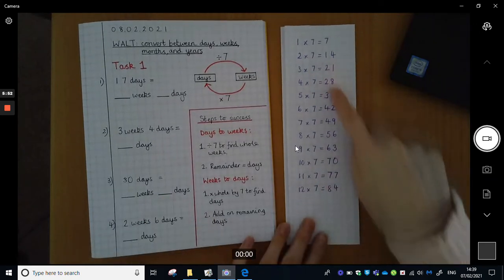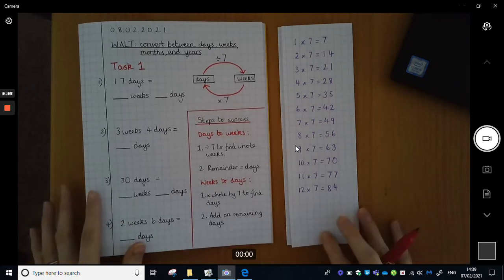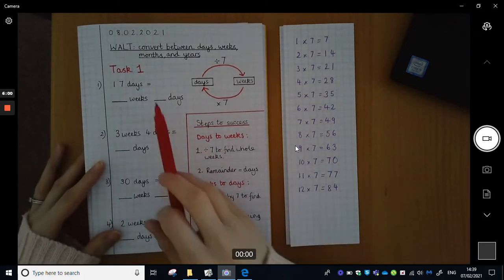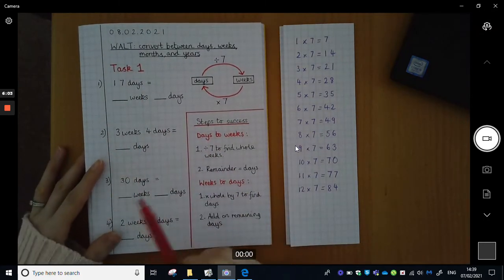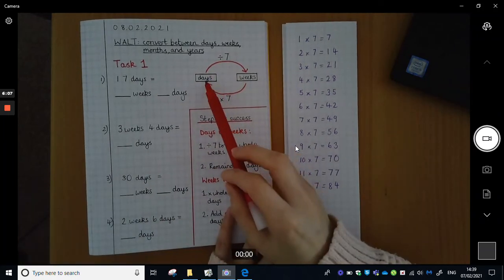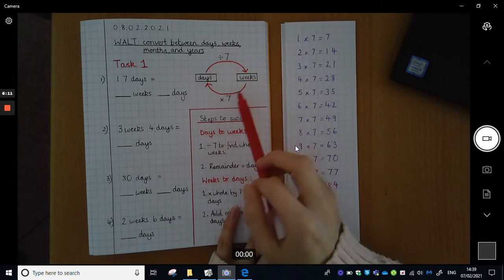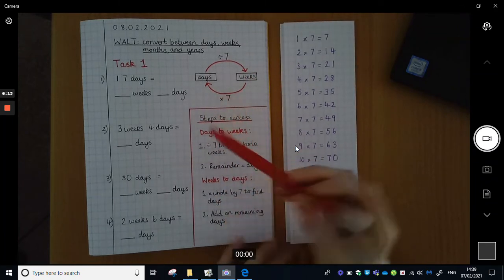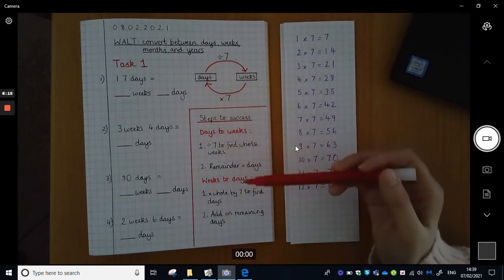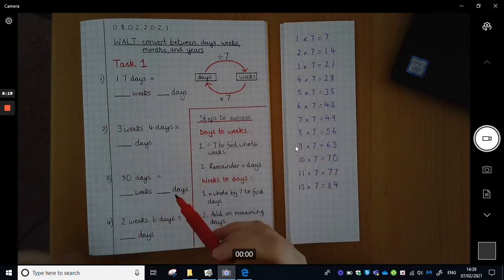Okay, so as I said, I have written my 7 times tables down here to help me, because it's much easier to have it there so you don't have to be doing it all in your head, make it a little bit easier for you. So we're just going to have a look at converting these amounts, okay? So similar to what we did on Friday, we have our days to weeks, I'd have to divide by 7, and weeks to days I need to be timesing by 7. And then we've got steps to success here to help us as well, because it's not just equal amounts that we're going to be converting.